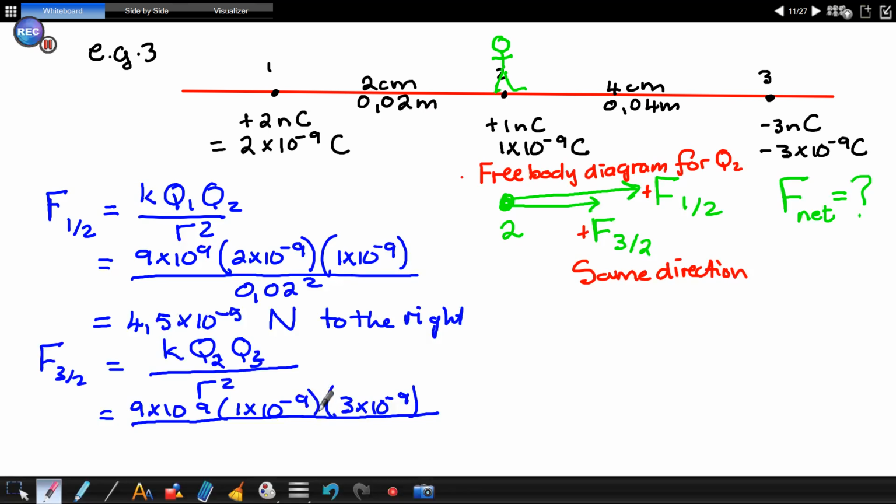Why do some people not listen to me? You are not the only ones. I find every single year people not listening to me, then they suffer the consequences. Okay? So what is the magnitude of the force that 3 exerts on 2? 1.69 times 10 to the negative 5. To the right.